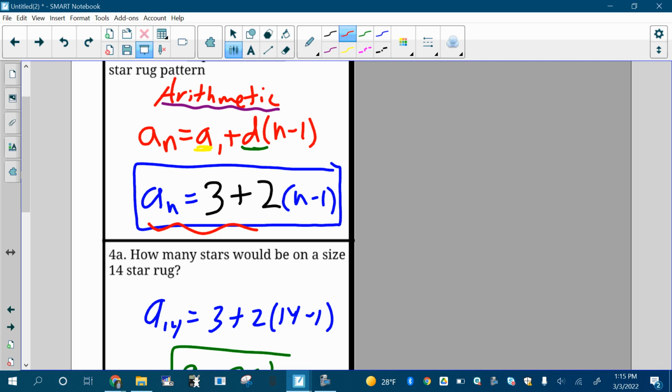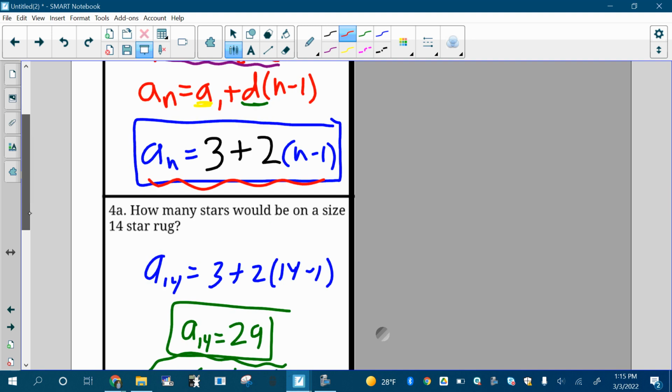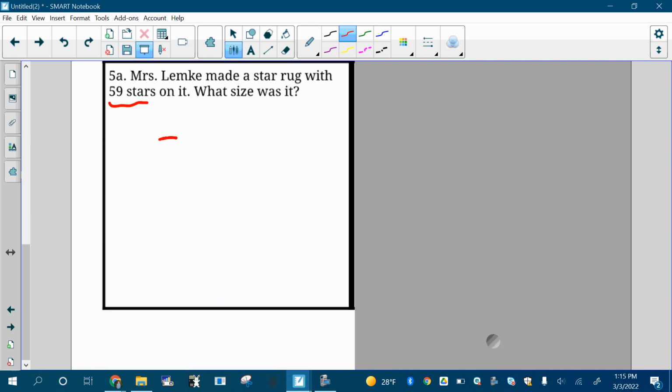I'm going to use my explicit formula again, only I'm not going to plug in 59 for n. I'm not trying to say how many stars are in the 59th size. I'm trying to figure out n. I'm trying to figure out what size gives out 59. So I'm plugging 59 in for my a sub n, and I'm solving for the size.